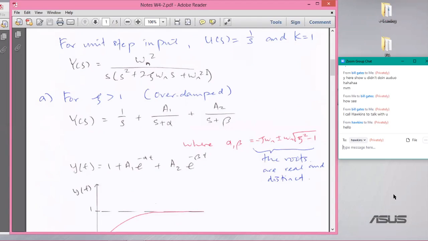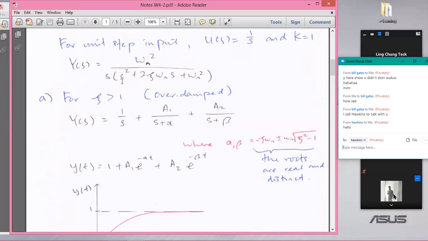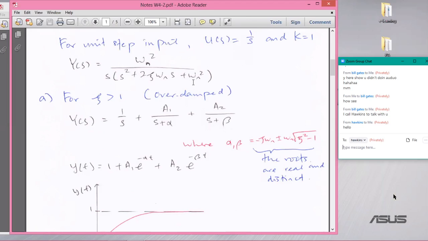So there are 3 cases that we are interested in here. So if zeta, the damping ratio, is greater than 1, then you can factor out this quadratic equation. When you can factor that out, you can easily decompose this expression into partial fractions. When zeta is greater than 1, the roots of this quadratic equation are going to be distinct and real. It's going to be a real root, not some complex root.